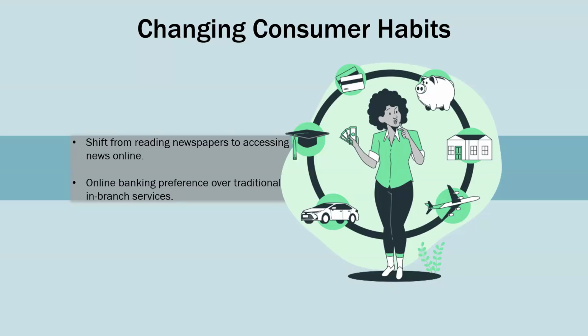Most of the time, people would buy physical newspapers. I'm not so sure if today people still buy physical newspapers, but back then that would be one of the most reliable ways to get information, right? But now we are seeing people shifting from physical newspapers to accessing news online. This is a change in consumer habit, where people would buy a physical thing, and now they're going online.